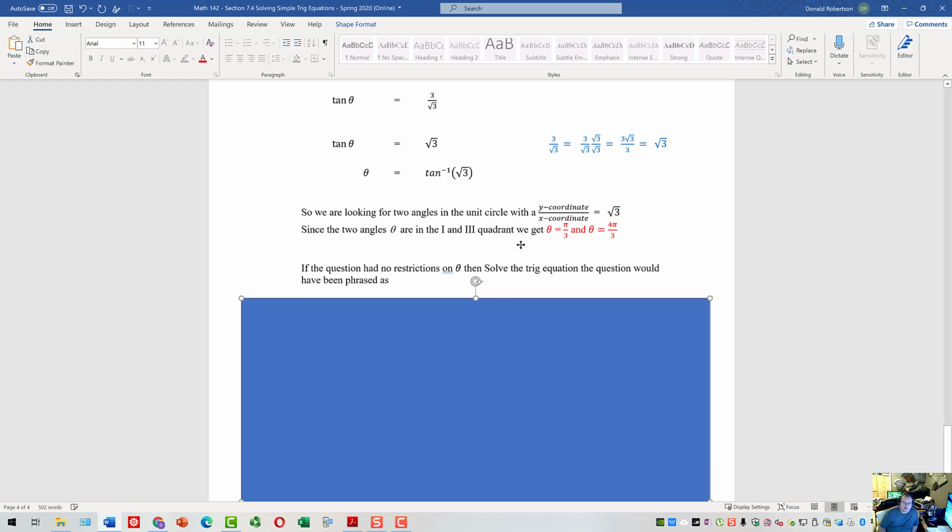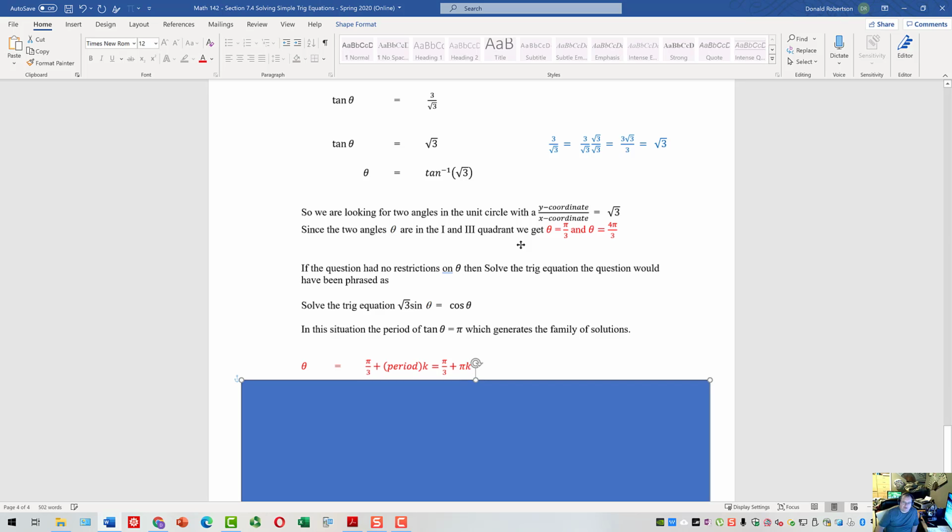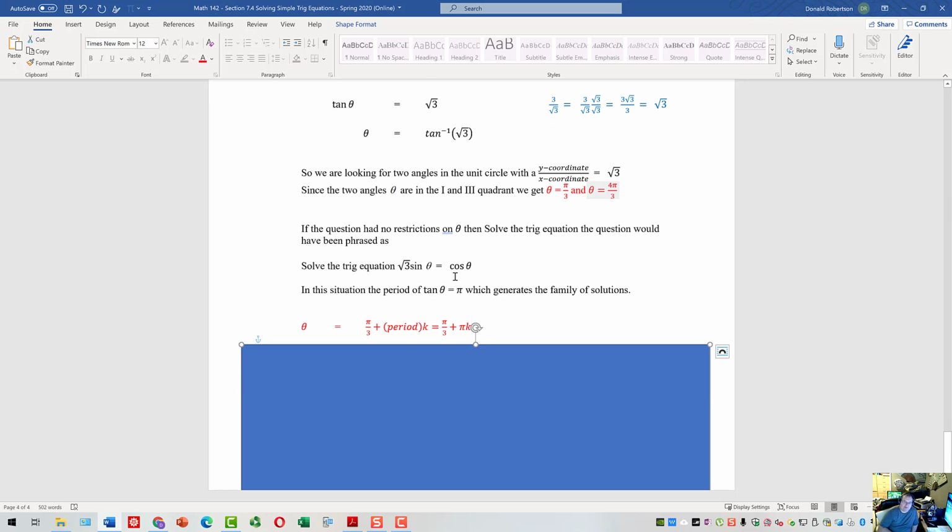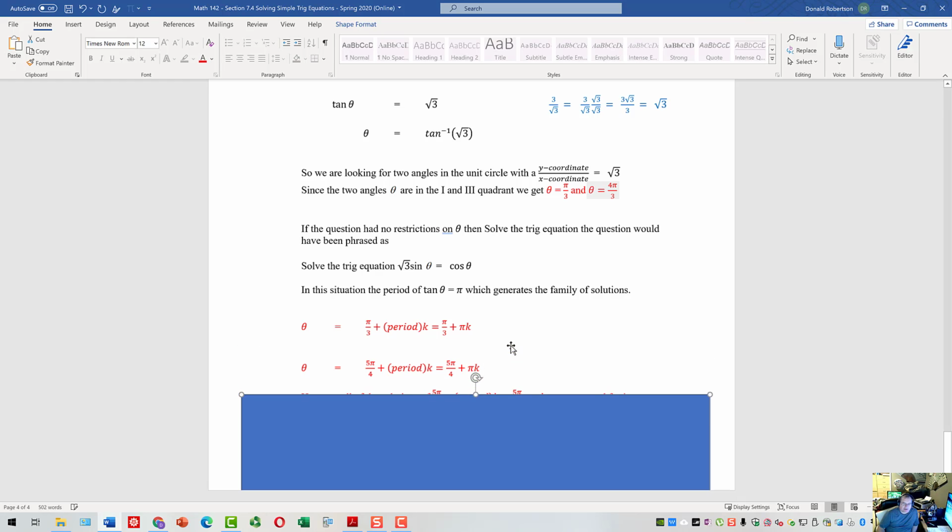Well, all we need to do now is generalise it. Okay, well, a little bit different than the sine and cosine. The period of the tan function is pi. That means it repeats itself after pi radians. So you don't need to go all the way to 2 pi before it repeats. It repeats itself after pi. Well, the general formula is the unique solution you've got plus the period times k. So pi over 3, right, plus pi k. Nothing wrong with that. Now if you take that, you then get the other guy.